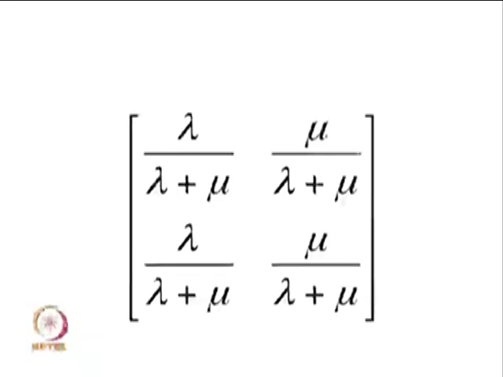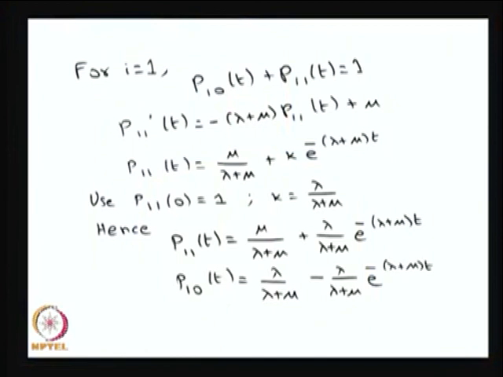So, that means you will get the limiting distribution. I will explain the limiting distribution in detail after giving one more example. So, this is the transition probability for the system starting from state 1 and being in state 1 or 0 at time t.